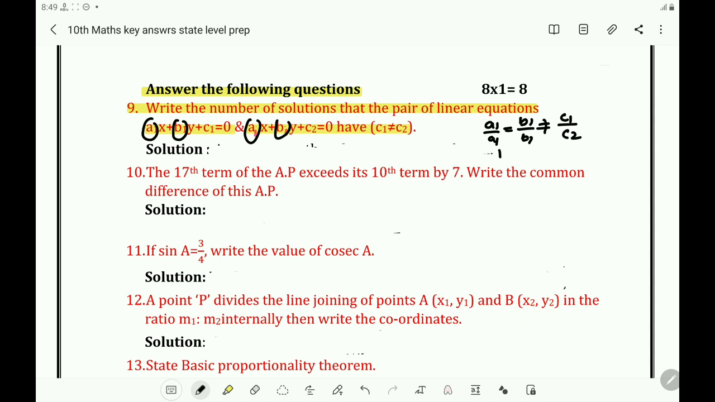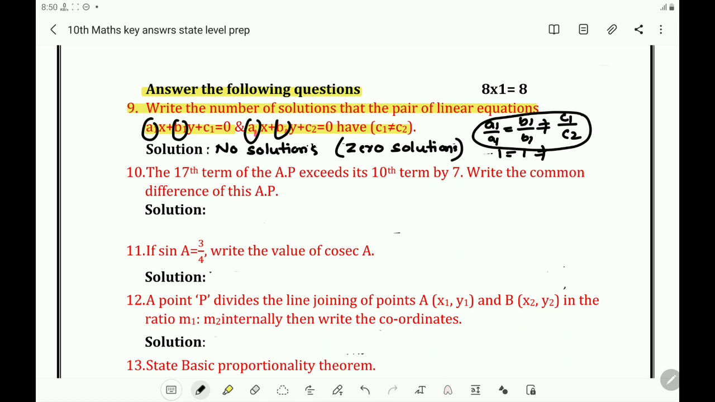Here you will get the ratio 1, this is also 1, but this is not equal to 1. Therefore, here what you can say, this relation is there in their coefficients. So you can consider that the number of solutions becomes 0, no solution. No solutions means 0 solutions. Number of solutions 0.